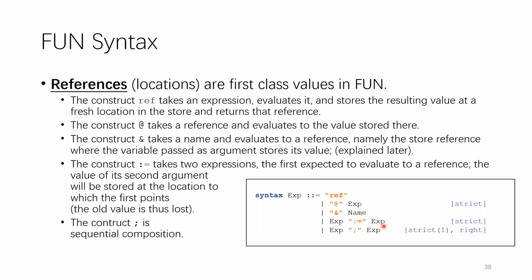And then we have a location update construct, this colon equal thing. It is strict in both arguments. So the first should be a reference, a location, and the second should be a value. And the semantics of that is it will update the reference with a given value. And finally, we have expressions that have side effects. We define a sequential composition construct, which is right associative, and it's strict at the first argument. So this will let K evaluate the expressions one by one, from left to right, which will give us the intended semantics. And that's it for the references.